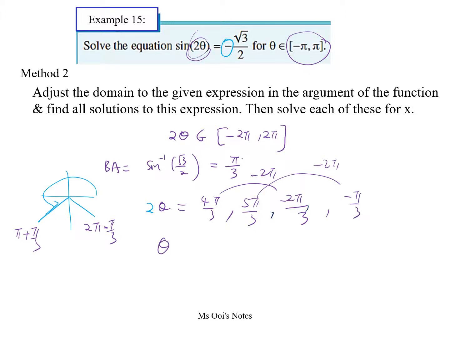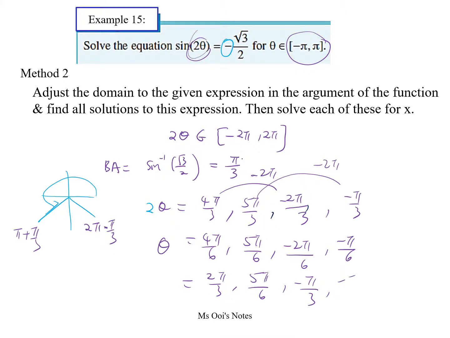Now only I do the divide. That's 2 theta. So theta will be 4 pi on 6, 5 pi on 6, negative 2 pi on 6, because I times everywhere by half to get rid of the 2. So negative pi over 6. So theta will be 2 pi on 3, 5 pi on 6, negative pi on 3, and negative pi on 6. So that is our full solutions. So 2 different methods, and we get the same answer.